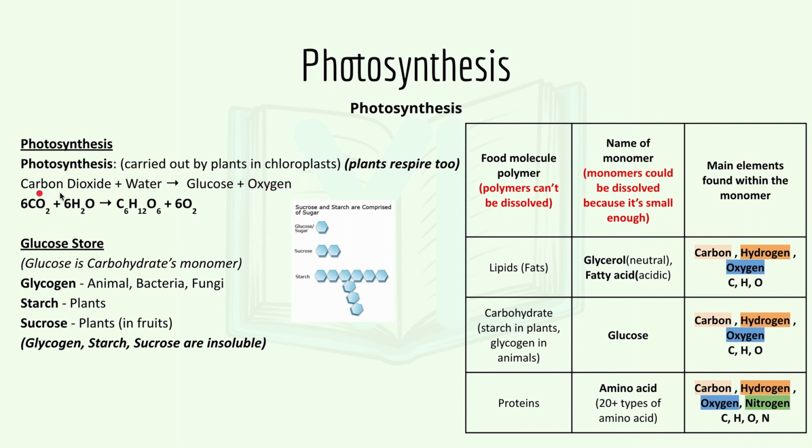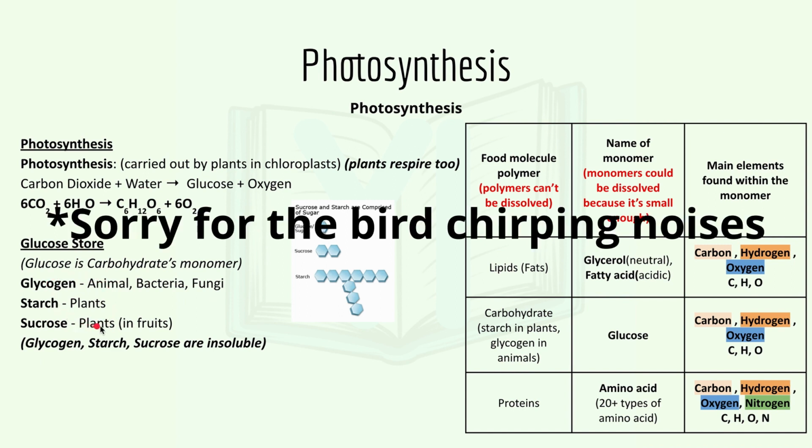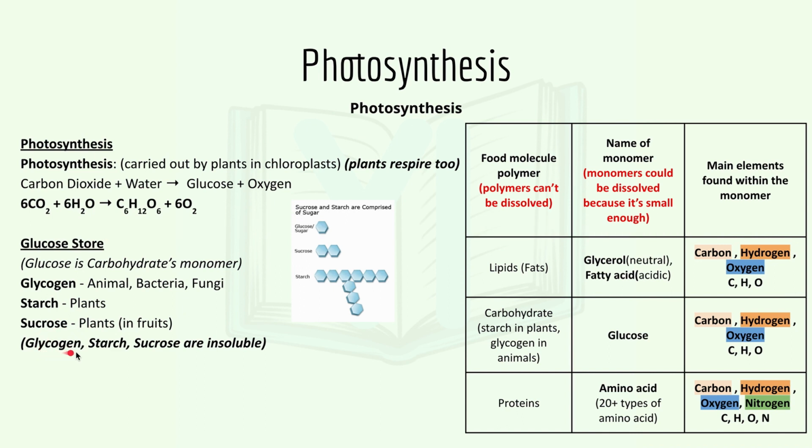it is carbon dioxide plus water equals glucose plus oxygen. Besides photosynthesis in the day, the plants also respire all day. Here's a glucose store, and glucose is a carbohydrate monomer, which we'll look into later. The glucose stored in animals, bacteria and fungi is glycogen. In plants it's starch, and in fruits specifically it's sucrose. Glycogen, starch, and sucrose are all insoluble.